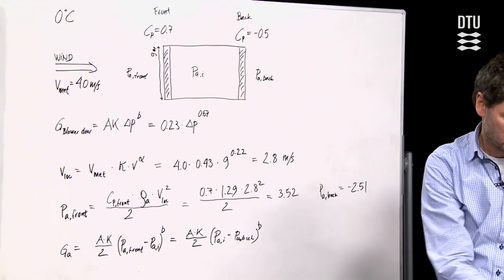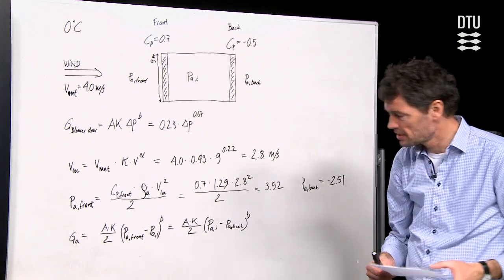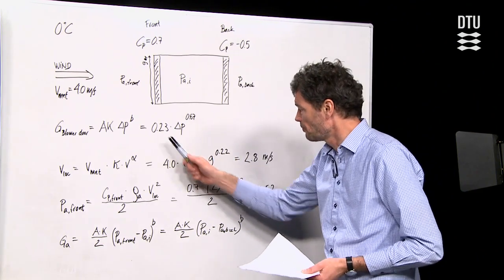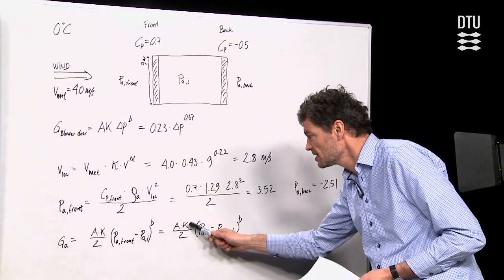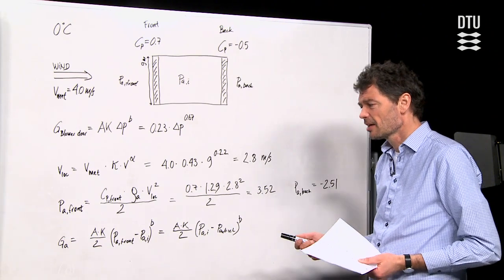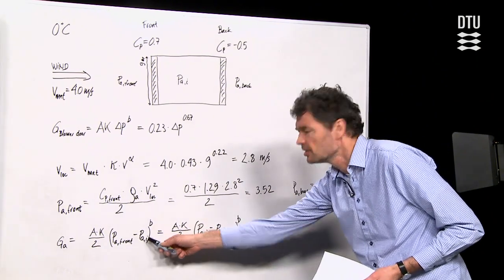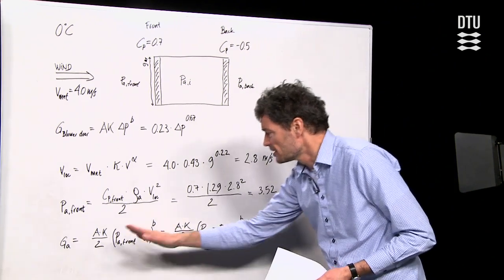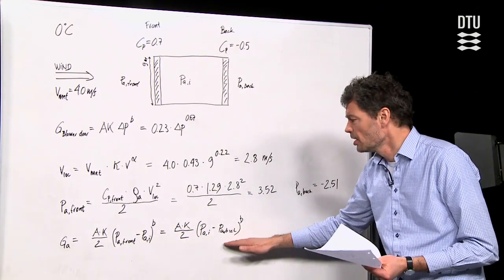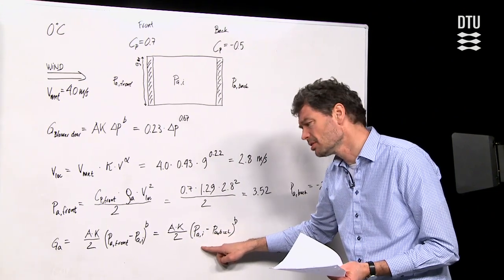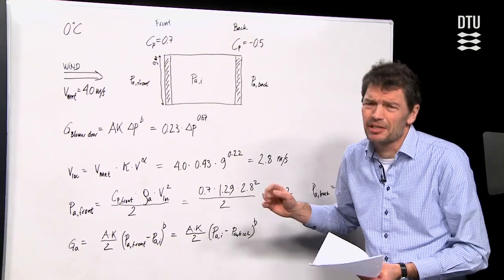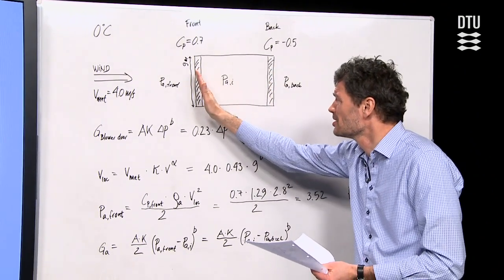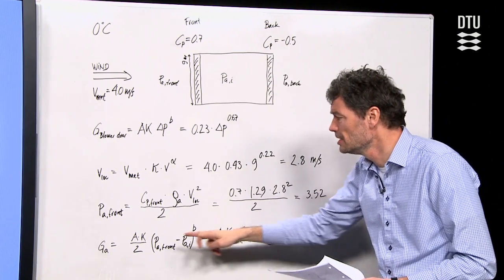So now, inserting, B is 0.667 and 0.23 is A times K. Then I can calculate those airflows if only I know the indoor air pressure. Then you can say that this equation is equal to that one, only the indoor air pressure is unknown. But I can also be a little bit smart and say that this facade is made in the same way as that one, so it has the same coefficients B and AK.